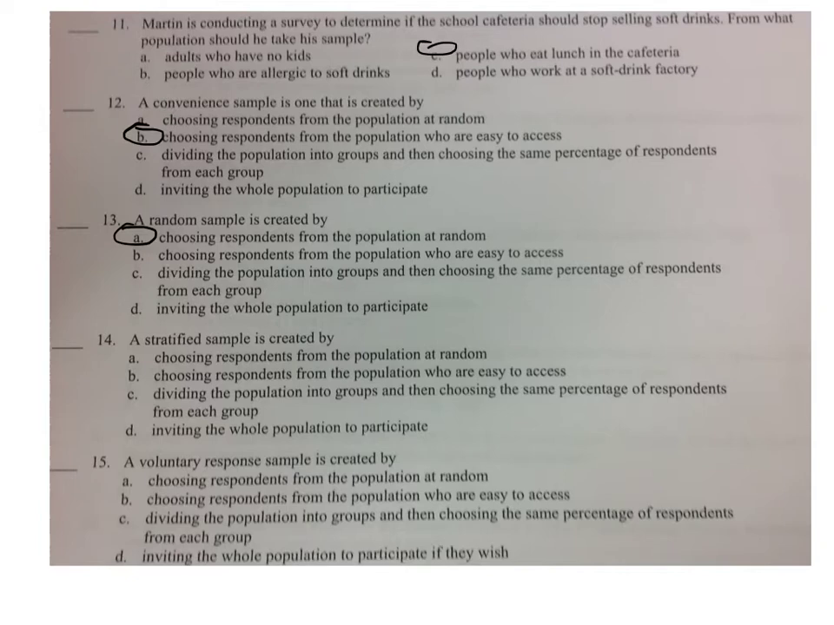All right. So for number 14, a stratified sample is created by A, choosing respondents from the population at random. B, choosing respondents from the population who are easy to access. C, dividing the population into groups and then choosing the same percentage of respondents from each group. Or D, inviting the whole population to participate. What do you guys think 14 is? Who thinks A? Raise your hand. Who thinks B?